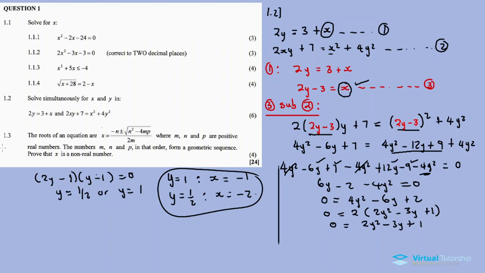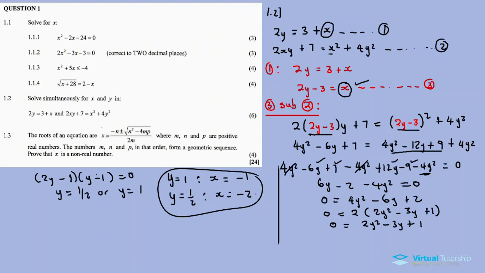Now for the last question, question 1.3. The roots of an equation are x equal to minus n plus or minus the square root of n squared minus 4mp, divided by 2m. So it looks like a quadratic equation, where m and p are positive real numbers. The numbers m, n, and p, in that order, form a quadratic sequence. Prove that x is a non-real number.